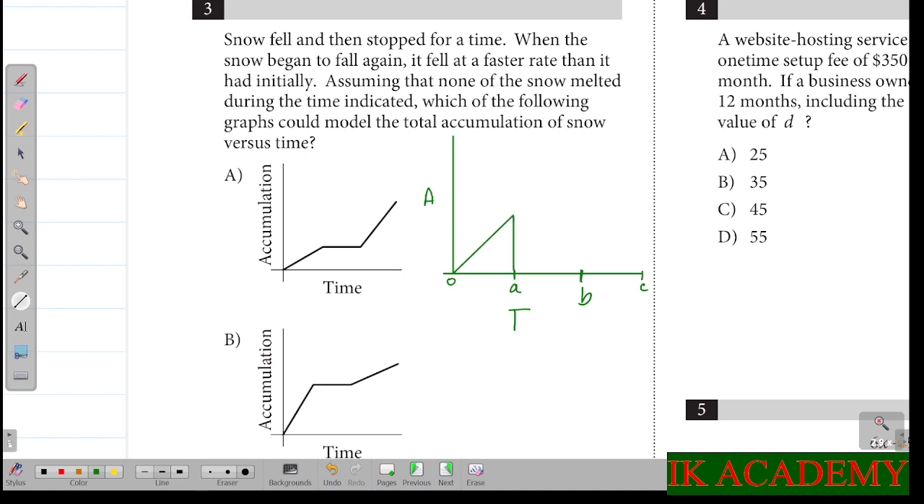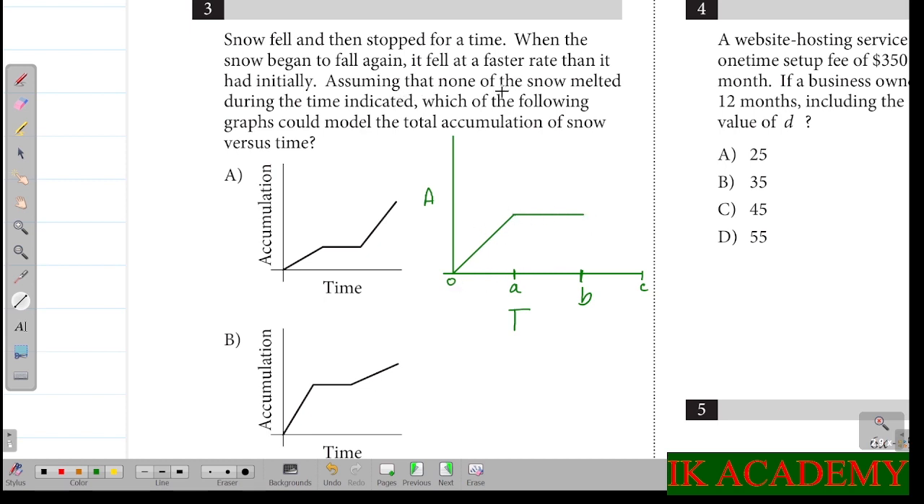So this is from 0 to A. It has positive slope or positive inclination. Then in the second time period, it says that the snow has stopped. It means from A to B, the second period, the snow will be stopped. It means there is no snow, so that's why the slope of this line will be equal to the horizontal line.